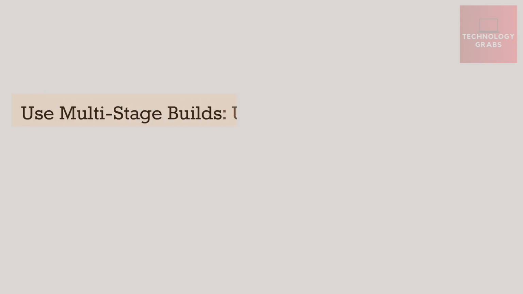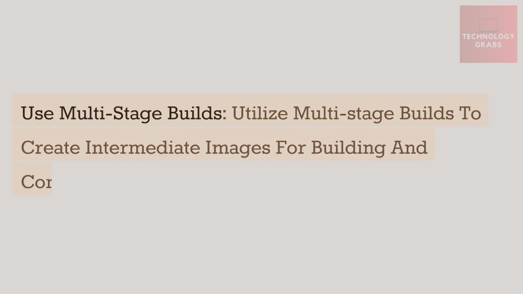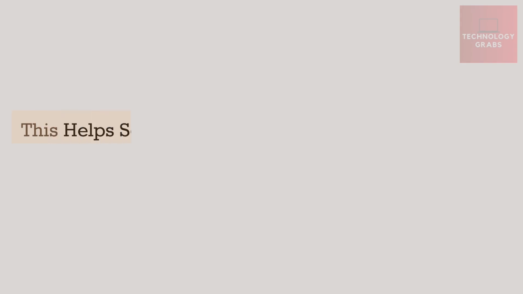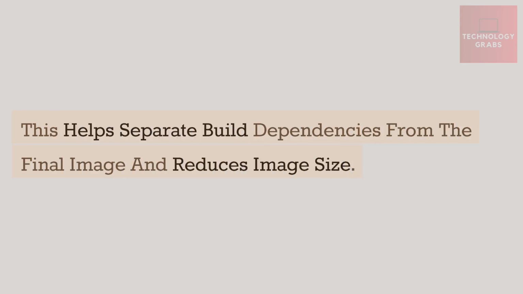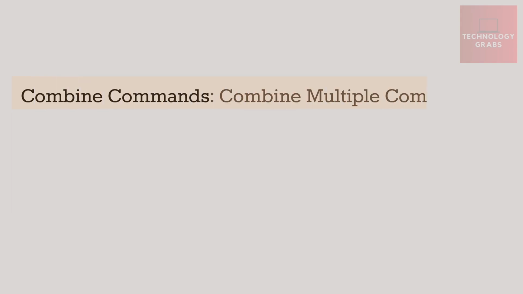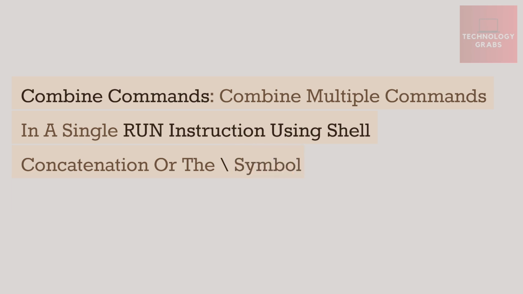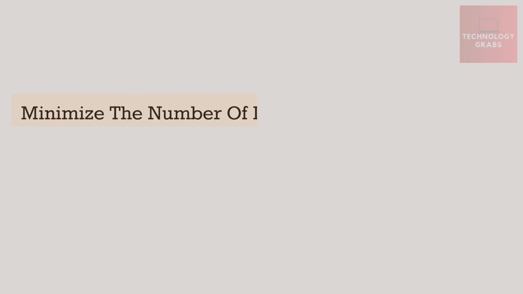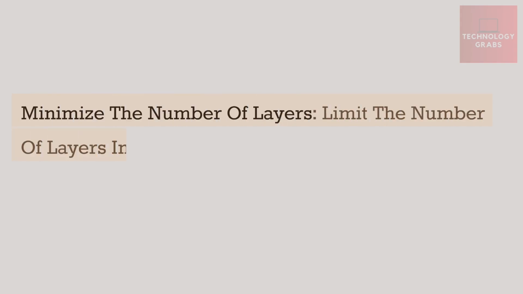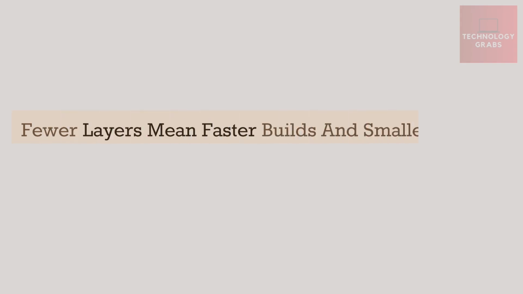Use multi-stage builds. Utilize multi-stage builds to create intermediate images for building and compiling your application. This helps separate build dependencies from the final image and reduces image size. Combine commands. Combine multiple commands in a single RUN instruction using shell concatenation or the && symbol to reduce the number of layers in your image. Minimize the number of layers. Limit the number of layers in your Dockerfile by grouping similar instructions together. Fewer layers mean faster builds and smaller images.